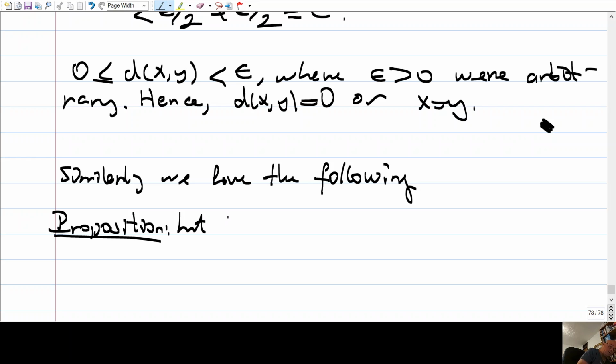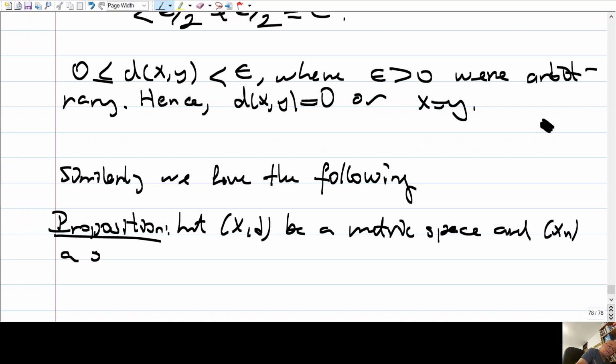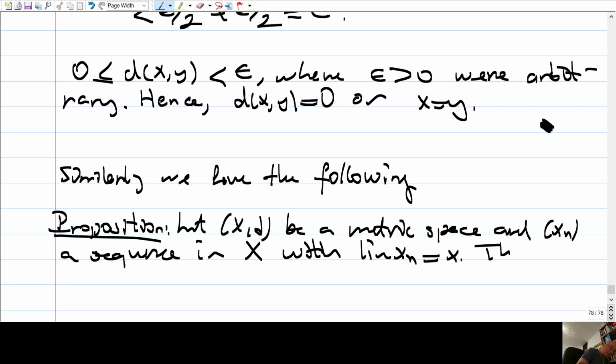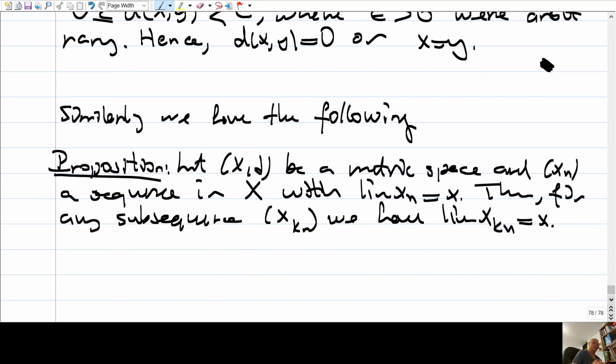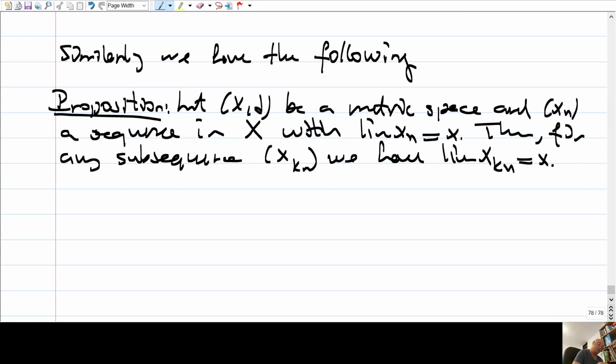Let (X, d) be a metric space and x_n a sequence in X with, let's say, limit x_n equal to x. Then for any subsequence x_{k_n}, we have limit x_{k_n} equals x. So the same statement we had for real numbers.